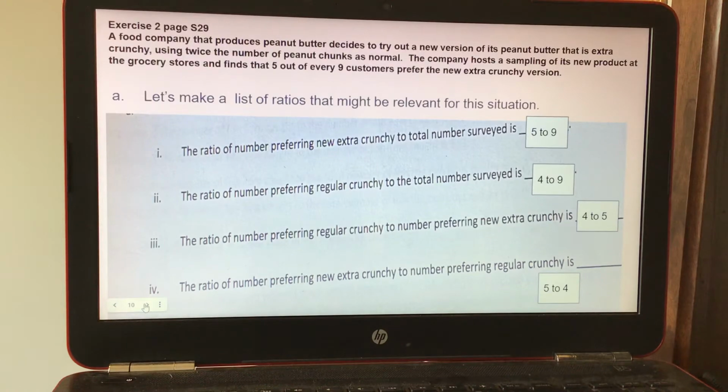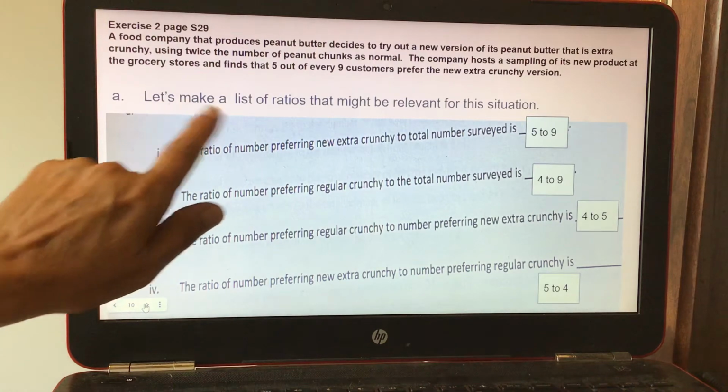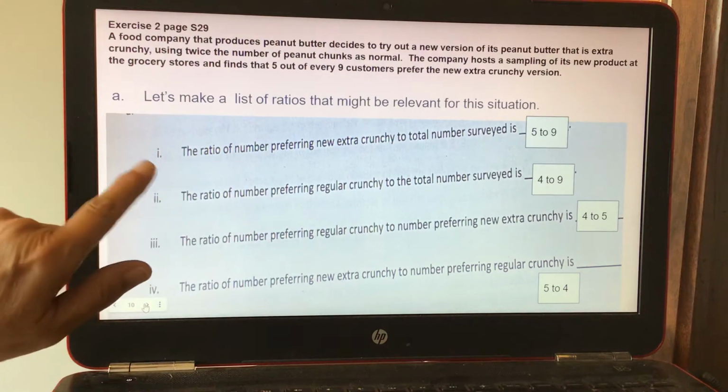Okay, this is on page S29, exercise 2. I'm not gonna lie, this one made me stutter a little bit. A food company that produces peanut butter decides to try out a new version of its peanut butter that is extra crunchy, using twice the number of peanut chunks as normal. The company hosts a sampling of its new product at the grocery stores and finds that 5 out of every 9 customers prefer the new extra crunchy version. So let's make a list of ratios that might be relevant for the situation.